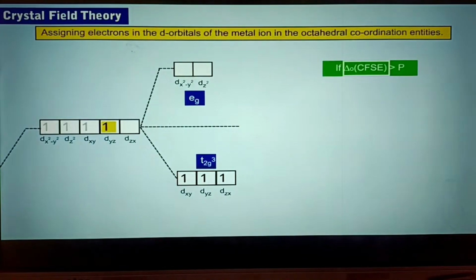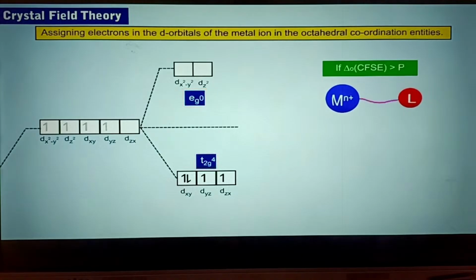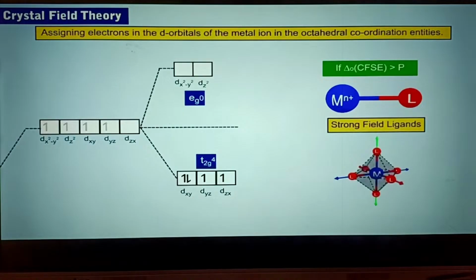If the crystal field splitting energy is higher than the pairing energy, then the fourth electron enters a T2g orbital and pairs up with one of the electrons, giving the configuration T2g4 Eg0. Ligands for which the crystal field splitting energy is higher than the pairing energy are known as strong field ligands. The complexes formed with these ligands would be low-spin complexes.